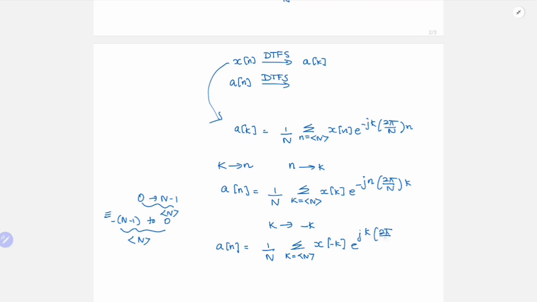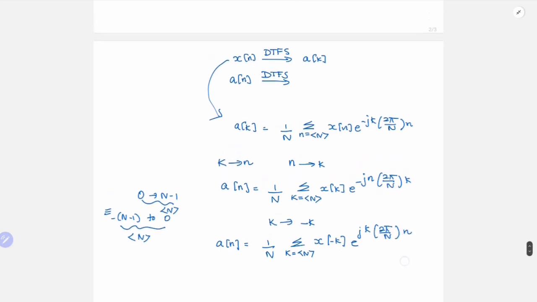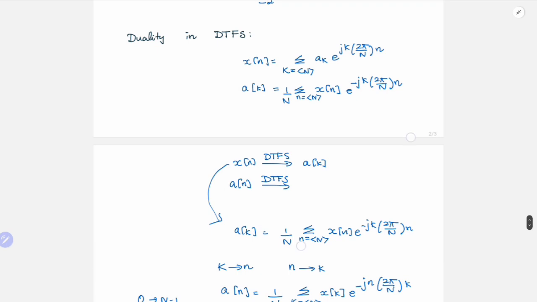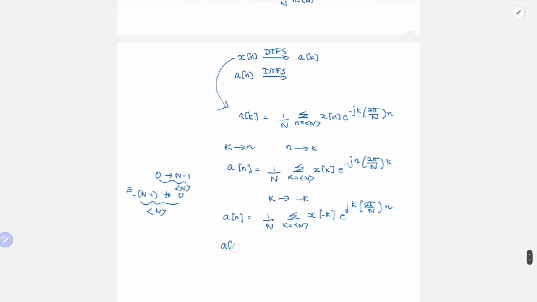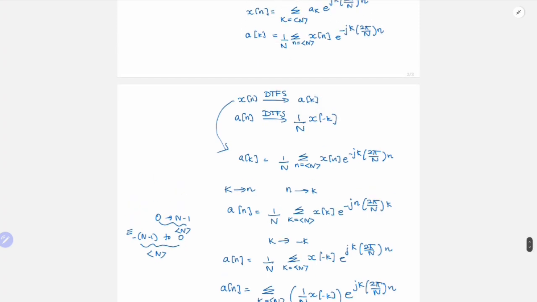K into 2 pi over n by n into n. So this is what I want. And if you see, there is a 1 by n term here, so I'll just take it inside. So a of n equal to summation k over n, 1 by n x of minus k into e power j k 2 pi by n into n. So my discrete time Fourier series coefficient a of n is going to be 1 by n x of minus k. So this is the duality relationship for discrete time Fourier series.